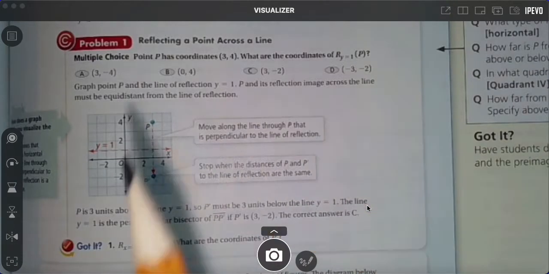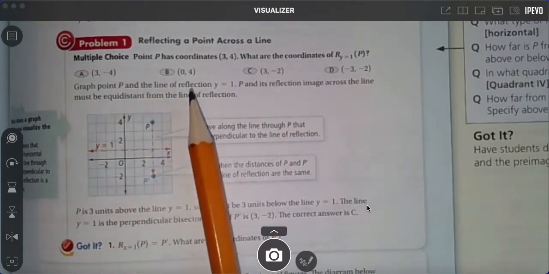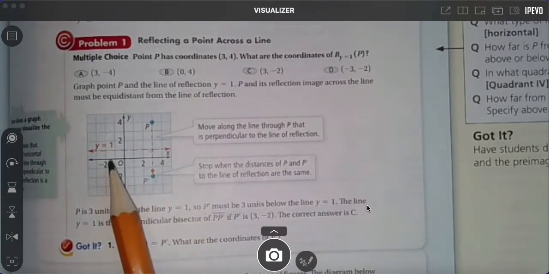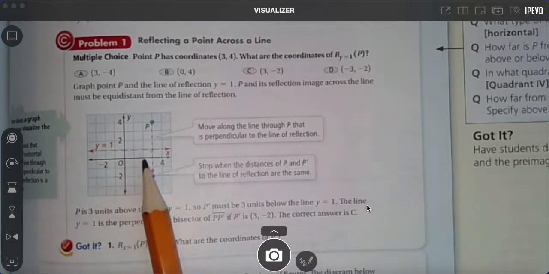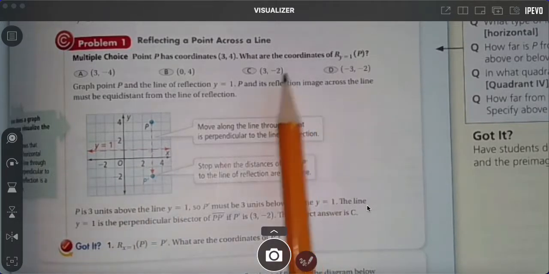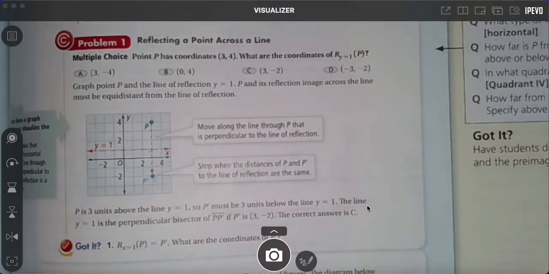Okay, so they say, though, what's your ordered pair? Here's your answer choices, A, B, C, and D. So let's see what our new ordered pair is. I would go over 1, 2, 3, and down 1, 2. So over 3 and down 2, that's this one right here. Okay, let's try another one.